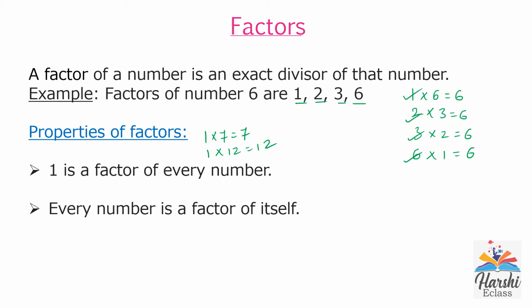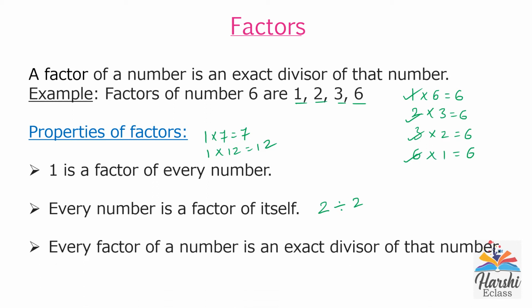Every number is a factor of itself. For example, 2. 2 is divisible by 2. 2 ones are 2. So, 2 is a factor of itself. In this way, every number is a factor of itself. 6, 6 ones are 6.